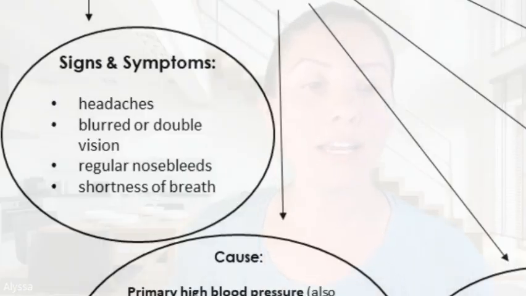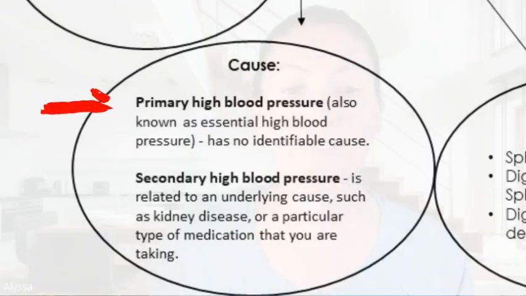So let's have a peek at the signs and symptoms. So signs and symptoms that people with high blood pressure may notice are headache, blurred or double vision, regular nosebleeds, or shortness of breath. Now, there are two different types of causes. We have either primary or secondary. So we'll look at primary first.